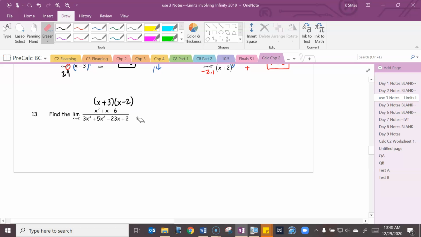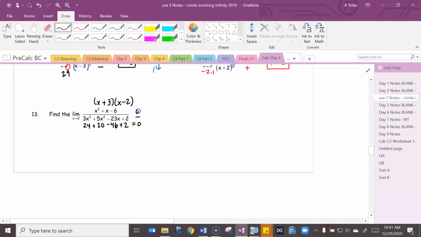So one thing you could do is you could plug in the 2 and maybe we just get lucky and maybe we get a value. So if you plug in 2 on the top, you're going to get a 0, right? Because 2 minus 2 is 0. But maybe you don't get a 0 on the bottom. Let's see. So 2 cubed is 8 times 3 is 24 plus 4 times 5 is 20, minus 46, plus 2. So this is 44 minus 46 is negative 2 plus 2. Okay, that's a 0 as well. So we get a 0 over 0.